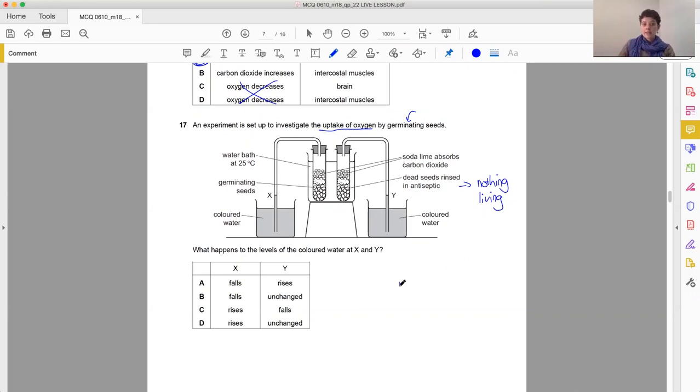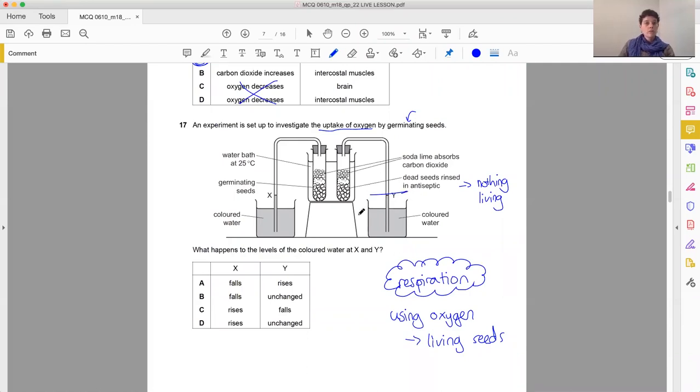Now, germinating seeds, again, we are talking about respiration. So we're going to be using oxygen. But it's the living seeds that are going to be using oxygen. So what's going to happen to the levels of colored water at X and Y? Well, at Y, nothing's going to happen because the seeds are there and it's been rinsed in antiseptic. There's not even bacteria in there. Nothing's going to happen. So it's all about what happens on the other side with the living seeds.